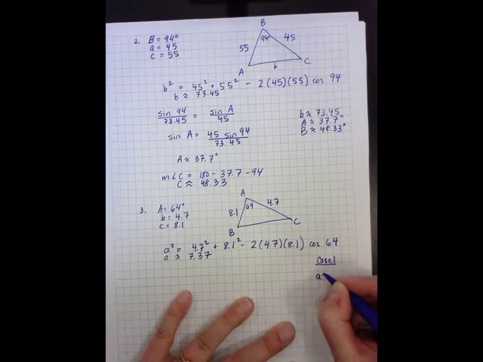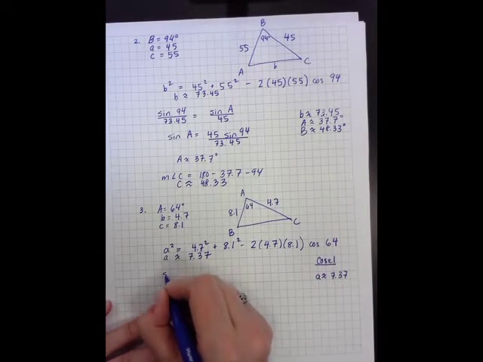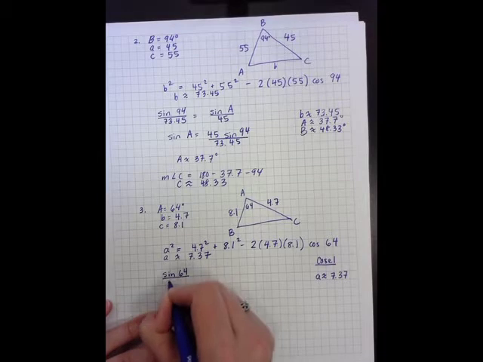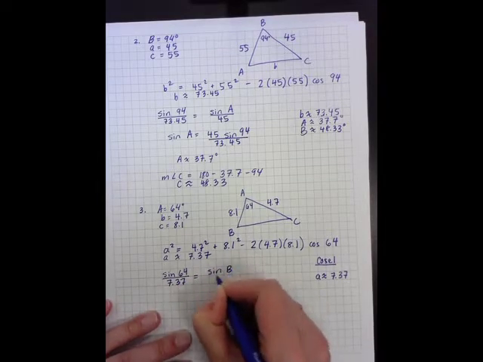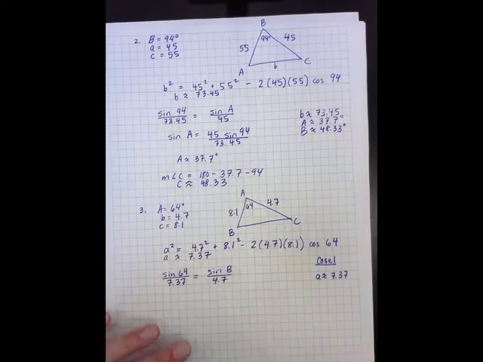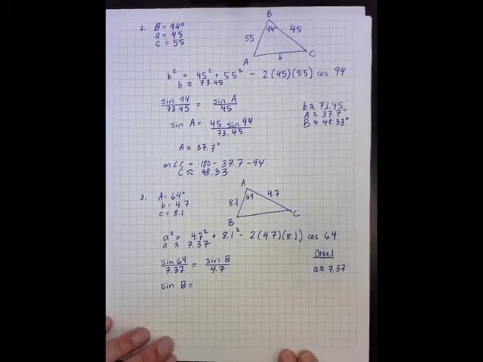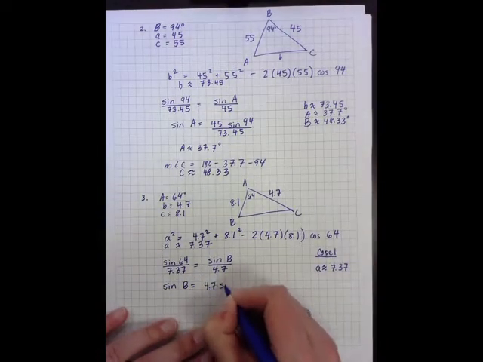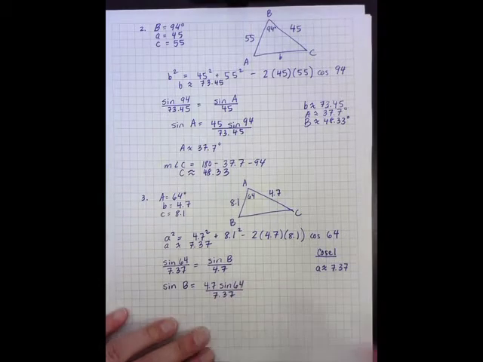I have a approximately 7.37, and I can use the same process I used before. So I would then say that sine of 64 over 7.37 is going to equal sine of angle B over 4.7. So sine of B is going to equal 4.7 times sine of 64 all over 7.37.